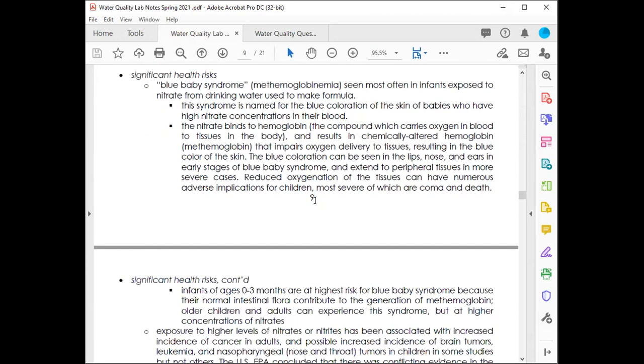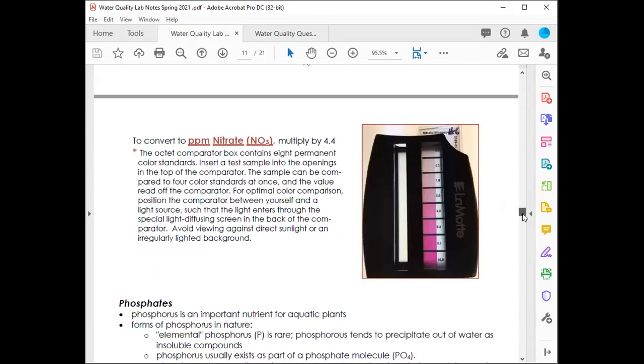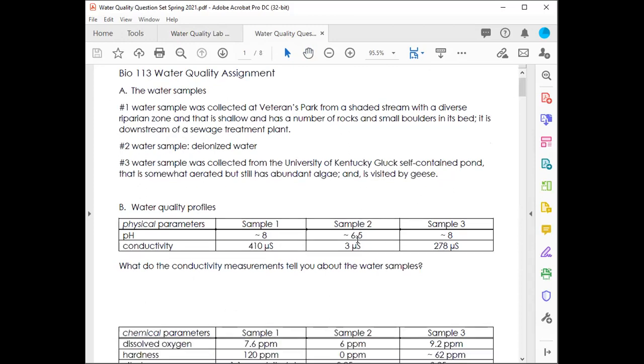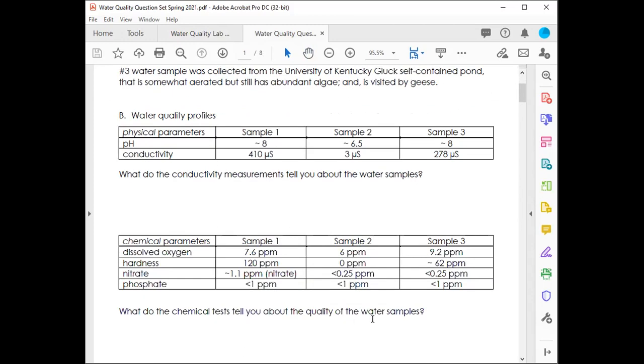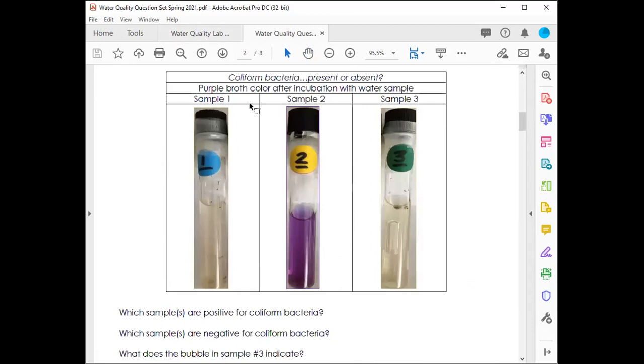But what I want to get to is, in the homework or the question set, obviously it'll talk about the different water samples and the different levels and what you can tell. It's kind of what we talked about in the last slide. And then come down to this one. I talked about this, but you haven't seen this yet. This is the test for coliform bacteria in your water quality. So which of these samples is positive for coliform bacteria?